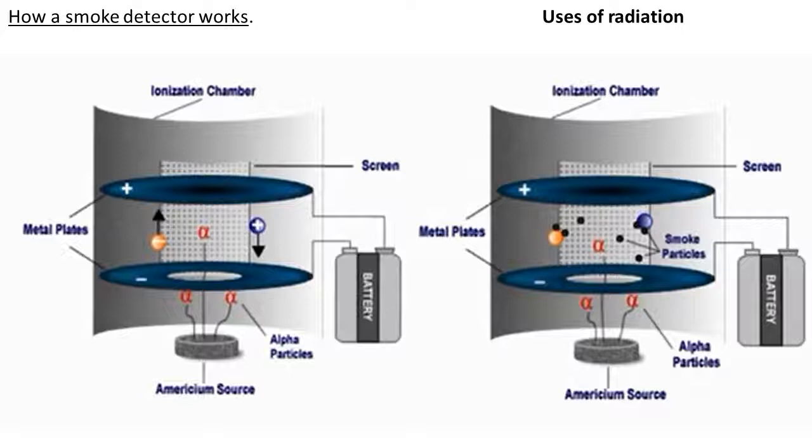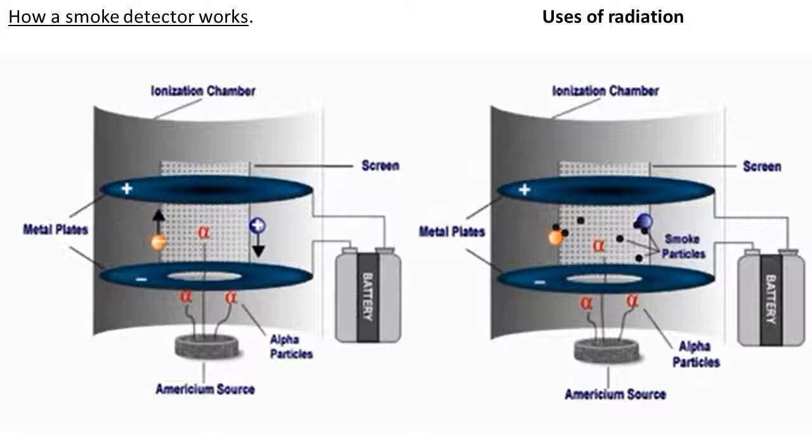There's two to look at. The first one is how a smoke detector works. A smoke detector has a radioactive source, an alpha source. It's usually americium. And it fires alpha particles out through a little hole in the negative terminal, and these alpha particles will ionize the air.